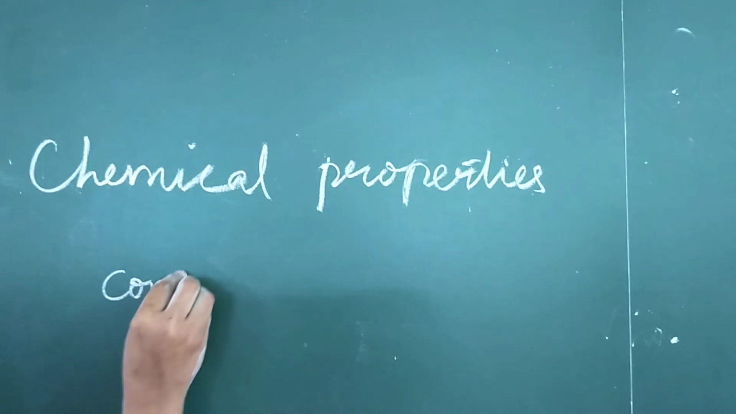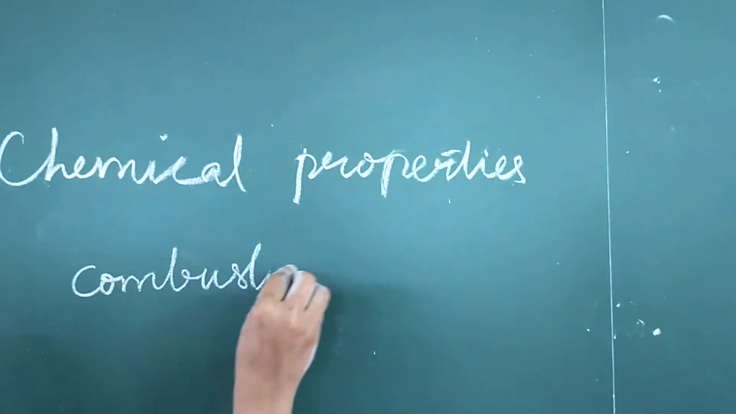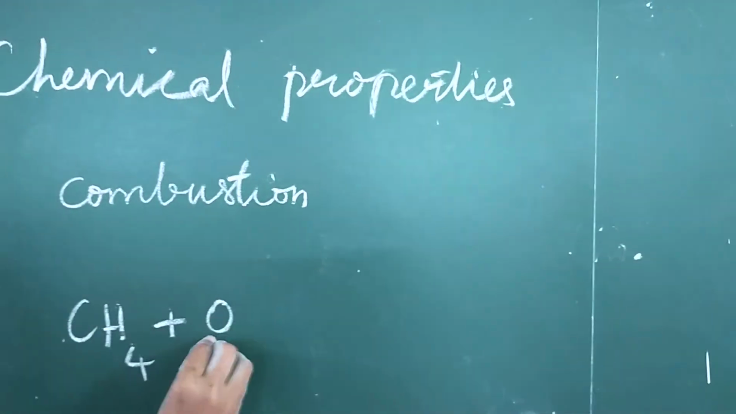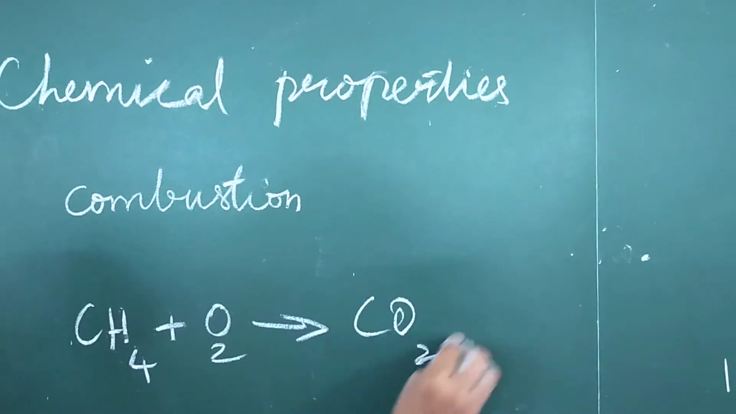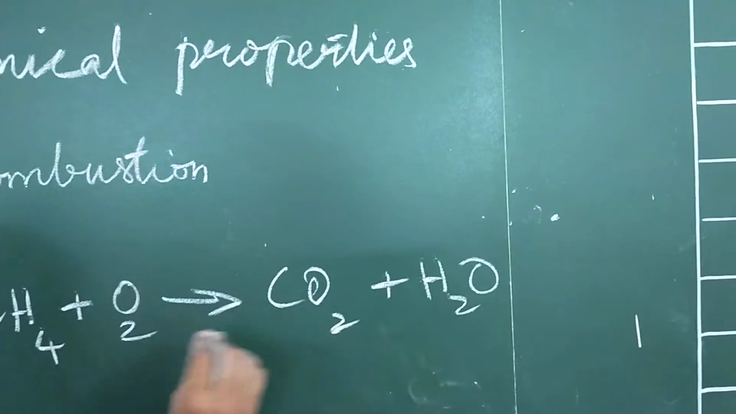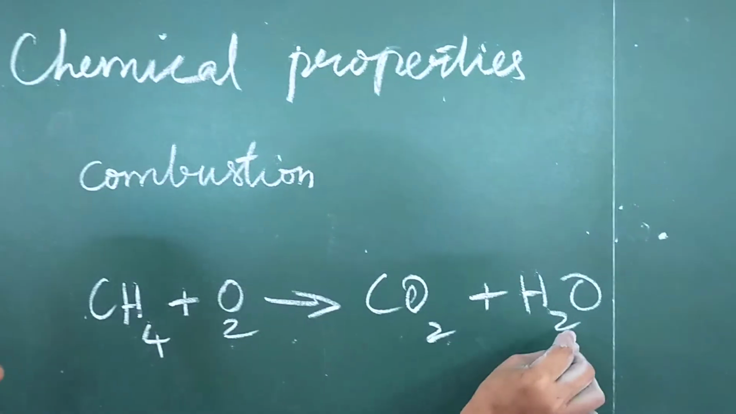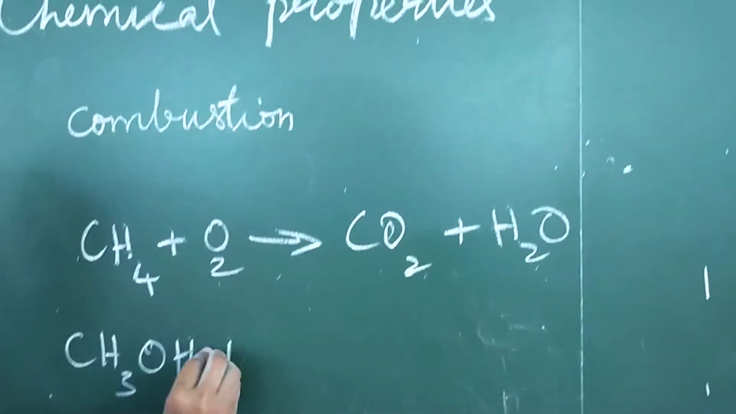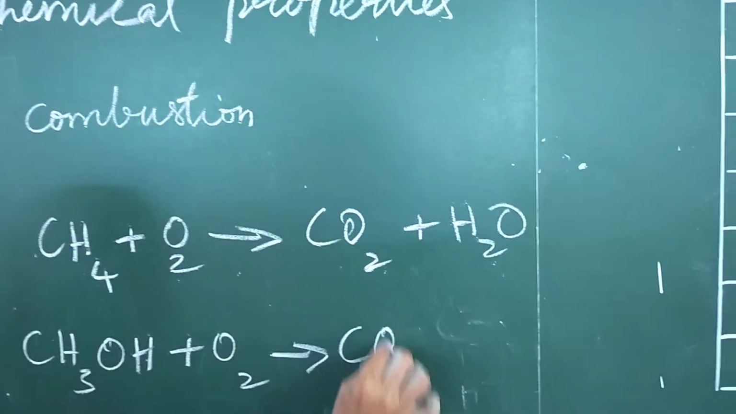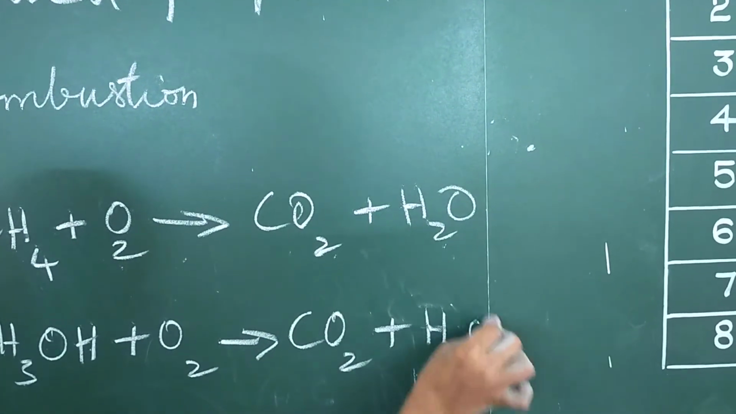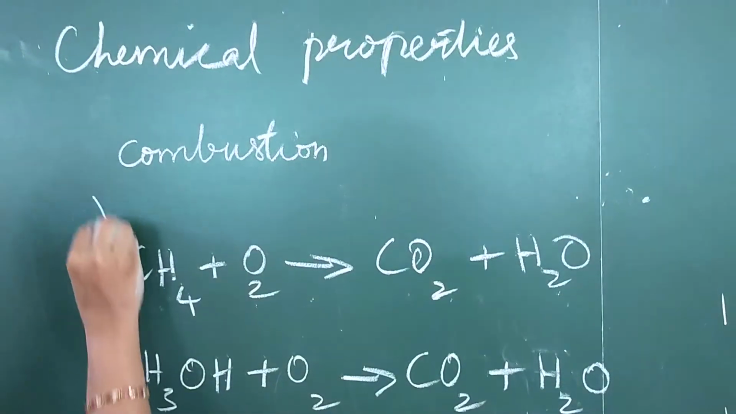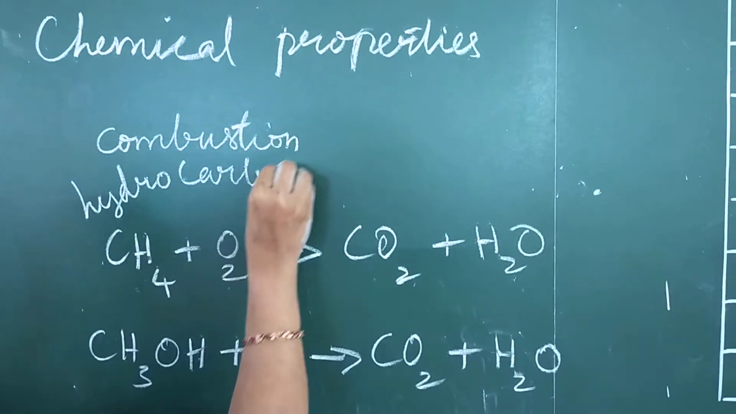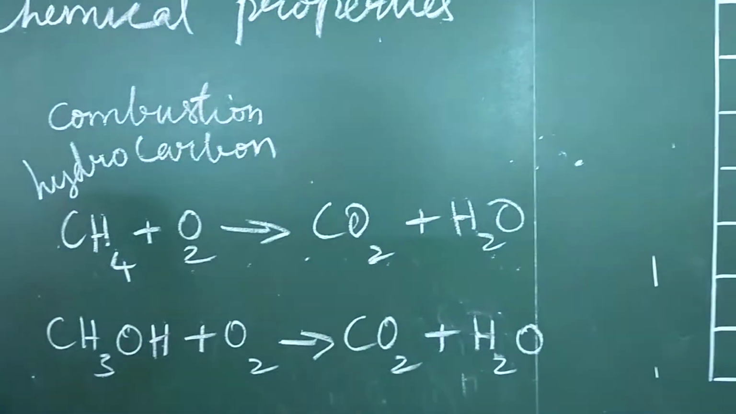on combustion. What do you mean by combustion? Combustion means reacting with oxygen. CH4 is methane, it reacts with oxygen to give carbon dioxide and water. All those hydrocarbons react with oxygen and give carbon dioxide and water. Methanol, CH3OH, on combustion gives carbon dioxide and water. So blindly you can say that any hydrocarbon on combustion gives carbon dioxide and water as a product.